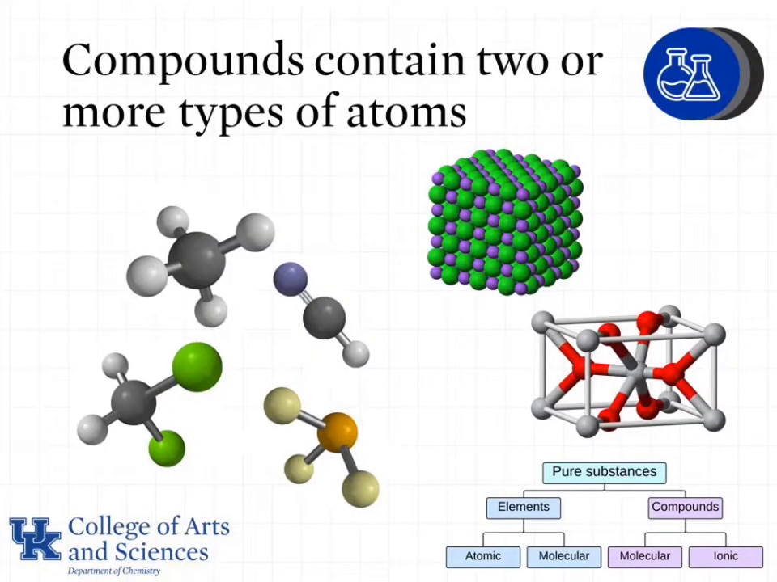Compounds differ from elements because they contain 2 or more types of atoms. Notice in our drawings here that when we look at a particular molecule or compound, we see that we have different color spheres which represent different types of atoms in that compound. When we look at compounds, we see that we have molecular compounds, and these exist as discrete molecules.